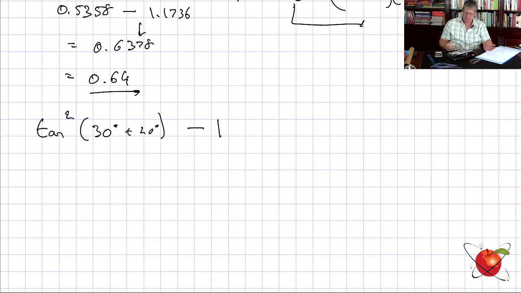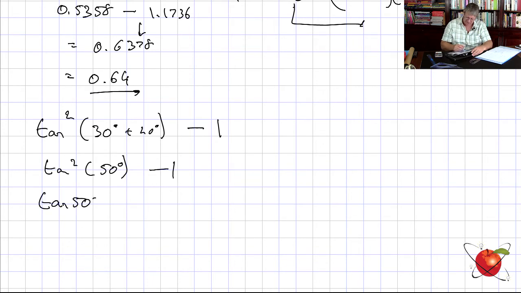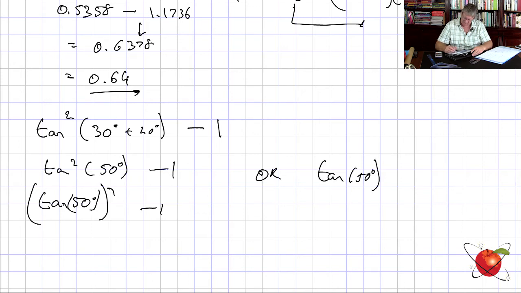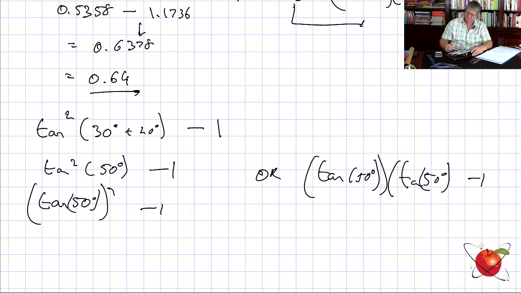Okay, first of all, that's brackets there. It's actually tan squared of 50 degrees minus 1, right? How do I rewrite that tan squared? That's tan of 50 degrees, all squared, or I could have said that is tan of 50 degrees times tan of 50 degrees, correct? Minus 1. You can develop your own shorthand for that.